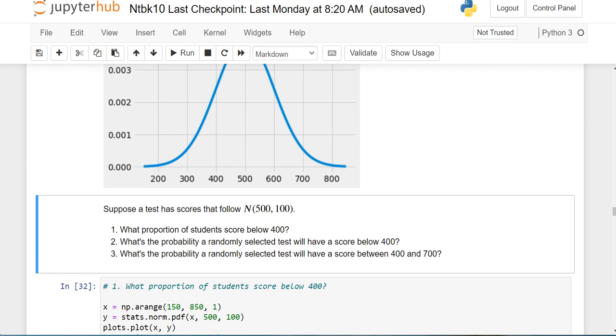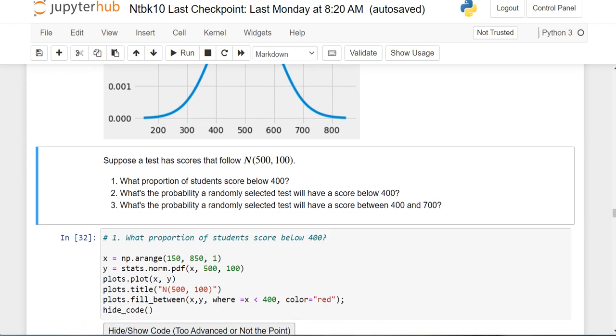Okay, so suppose a test has scores that follow this distribution where the average on the test is 500 and it has a standard deviation of 100. And the question is, well, what proportion of the students score below 400?